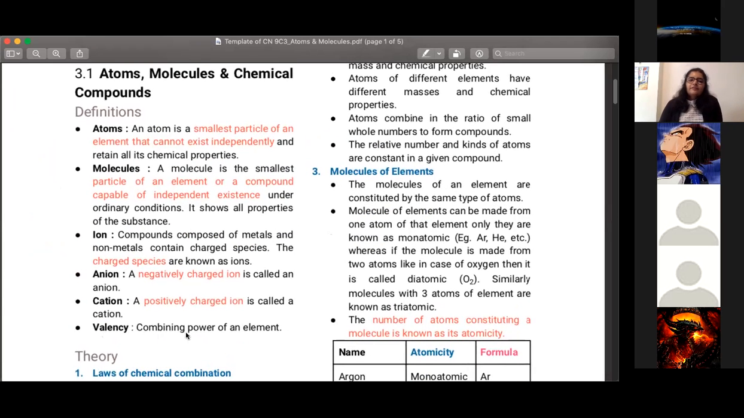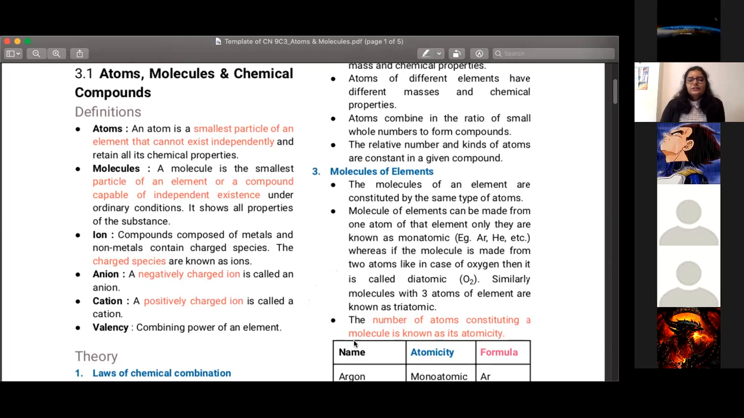Now, what do you mean by valency? Ma'am, it is the combining power. Ma'am, valence electron is the electron which is in the last shell. Extra electron in the last shell. Nice. Okay, you're familiar with valence electrons and all.